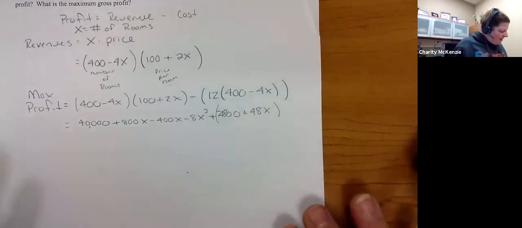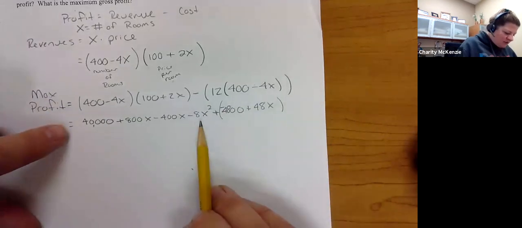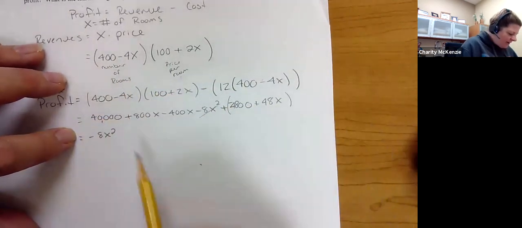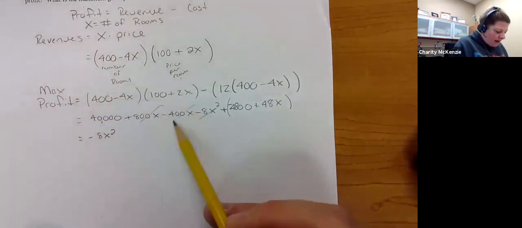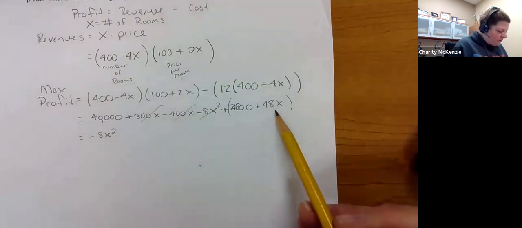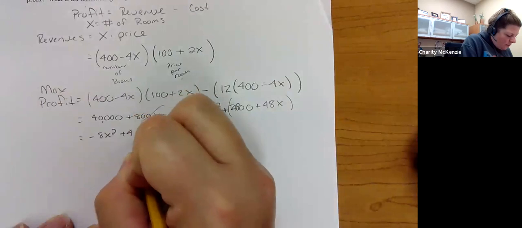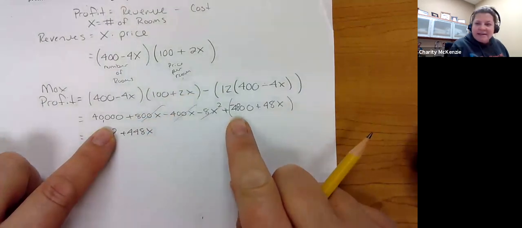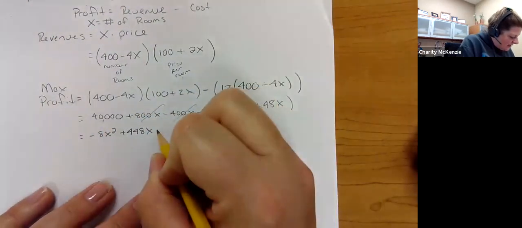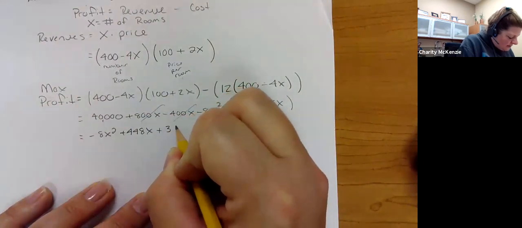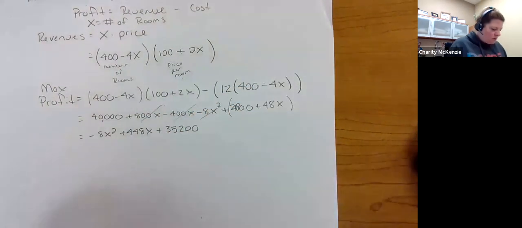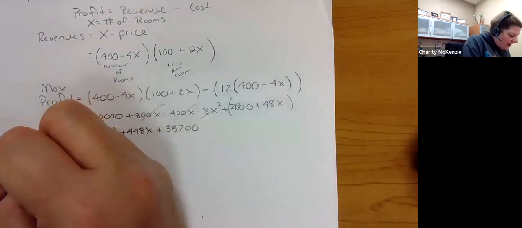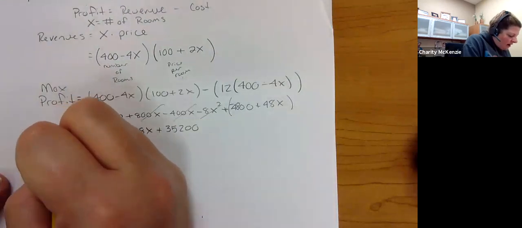All right. If I simplify this down, I got an X squared here, so I'm going to have negative 8X squared. And then I have 800 minus 400 is 400, and then I have 48. So 400 plus 48 is 448 X's. And then I have 40,000 minus 4,800, which is 35,200. Ta-da. This is our function that we want to maximize to get our profit.